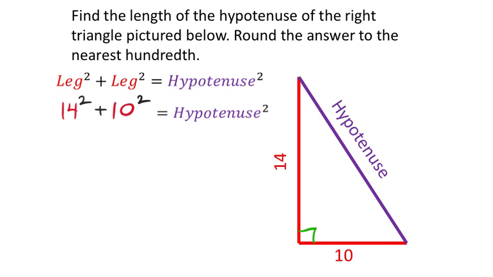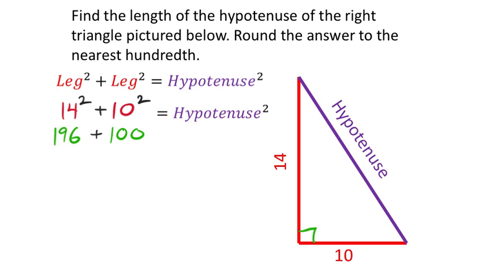Well, I know what 10 squared is, but is 14 squared 196? I'm going to just double check. Yes, it is. So 14 to the power of 2, 14 times 14, is going to give us 196. 10 times 10, that's one I can do. But we're going to add those together.